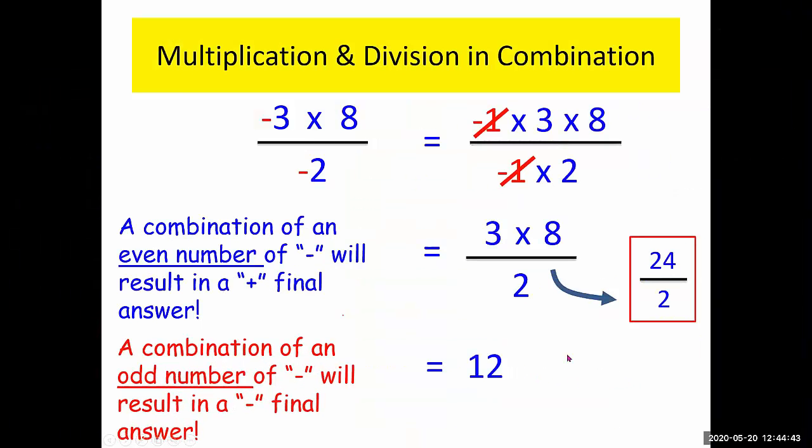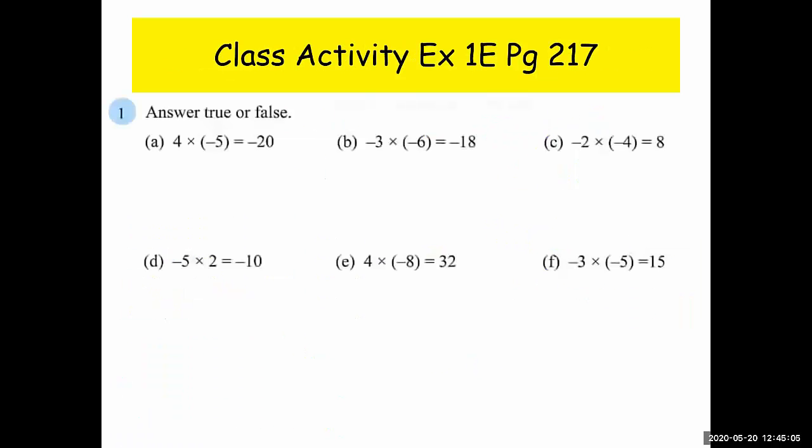So in summary, what we're saying is a combination of an even number of negatives will result in a positive final answer, whereas a combination of an odd number of negatives will result in a negative final answer. So finally, to test out your newfound knowledge on negative numbers, and particularly with respect to multiplication and division, you can try out exercise 1E on page 217 in your textbook.